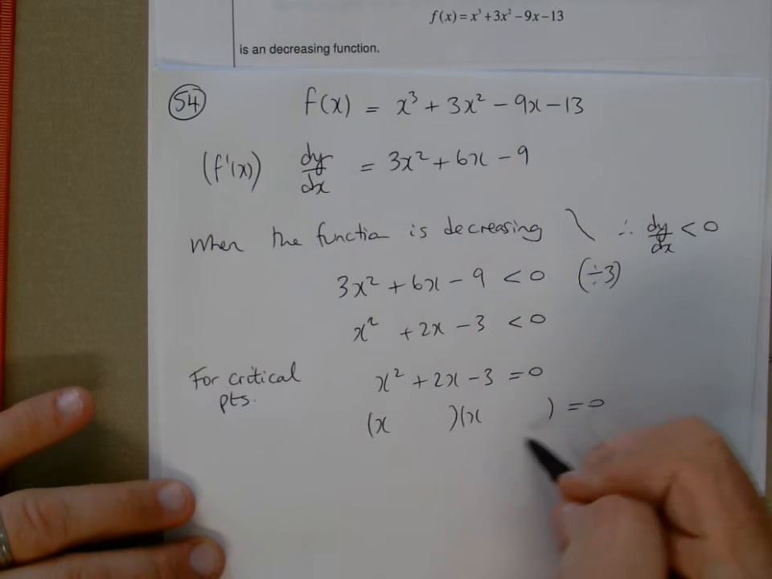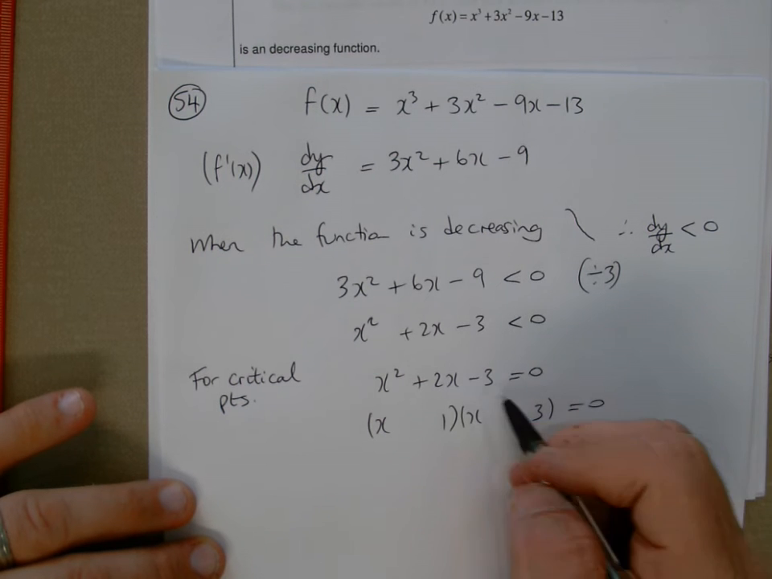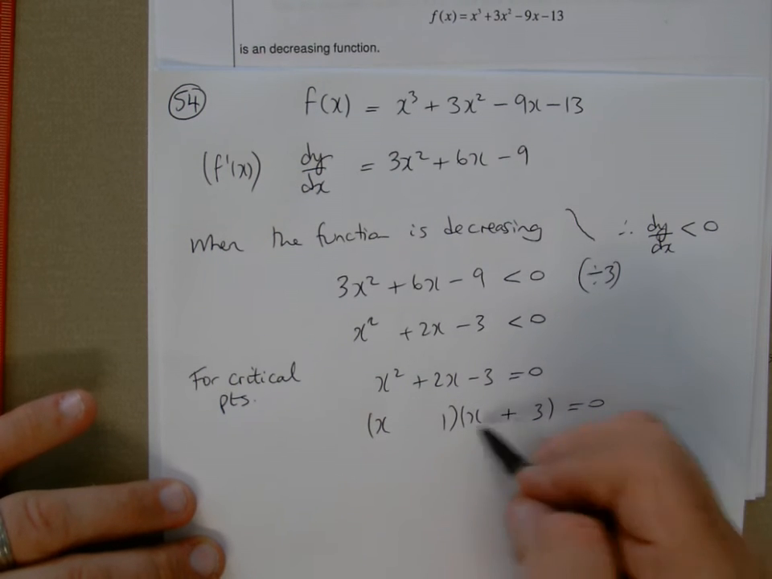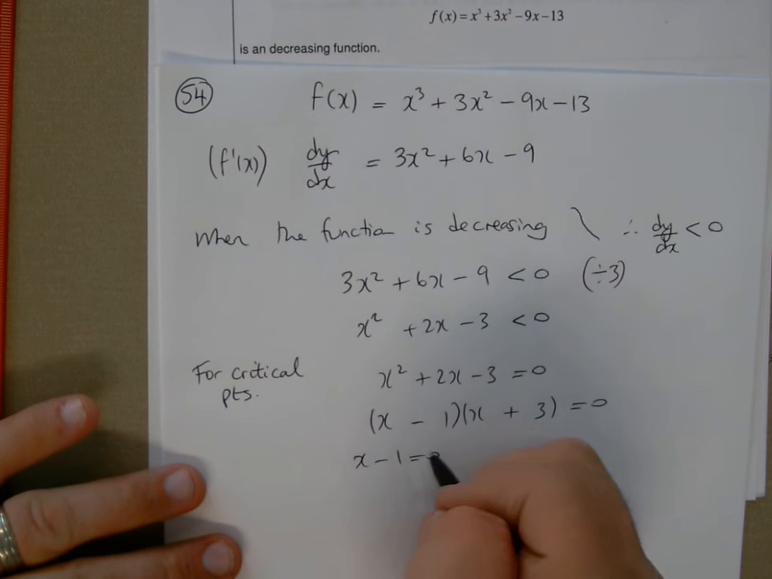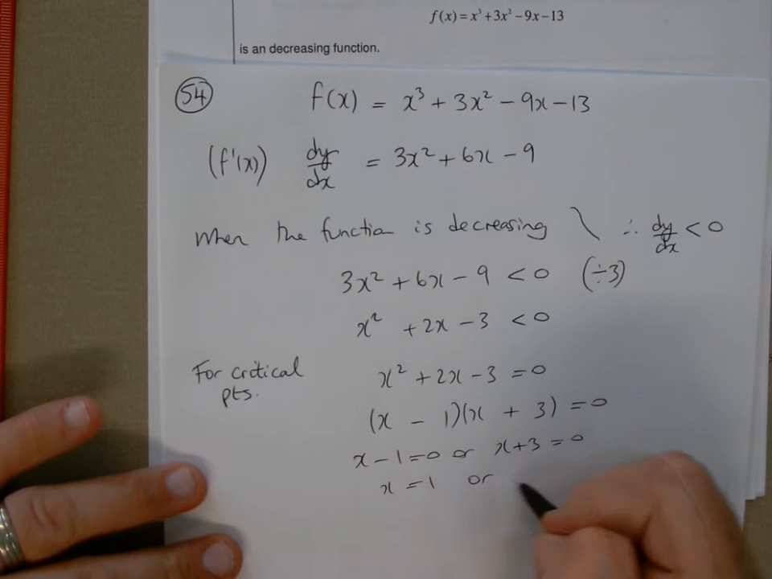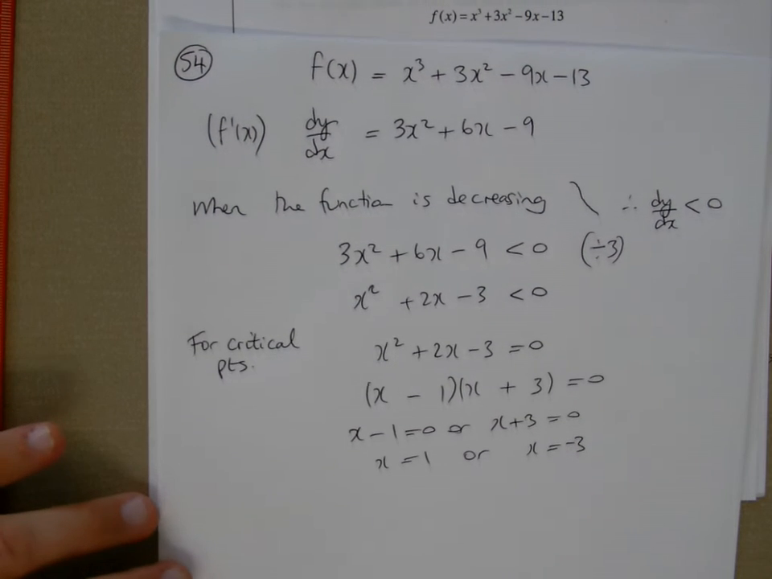So two numbers that multiply to give minus 3 and add up to give plus 2. So minus 3 is only 1 and 3, isn't it? So to add up to give 2 would be plus 3 and minus 1. So therefore, x minus 1 is 0, or x plus 3 is 0. So x is 1, or x is minus 3. Okay, so those are the critical points.